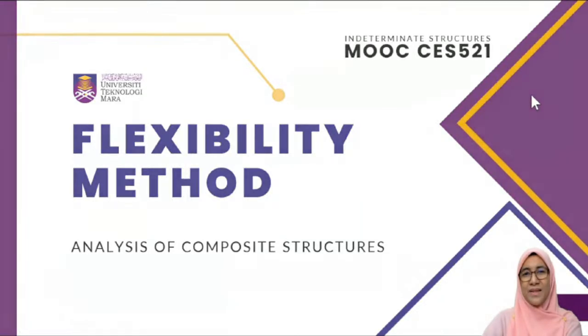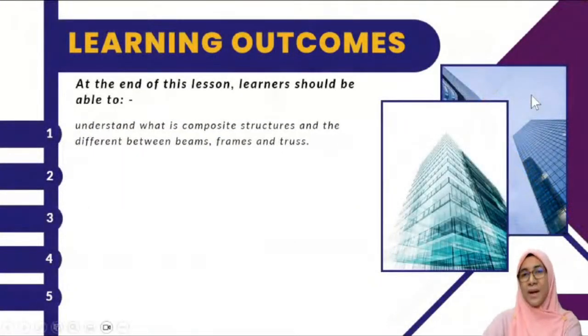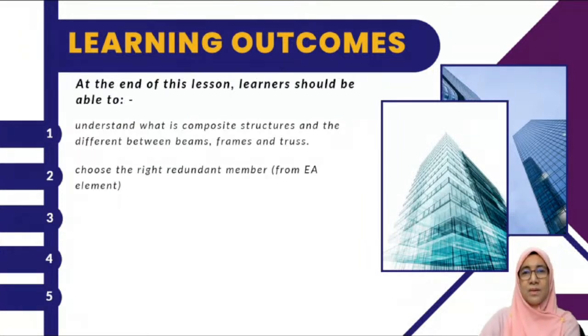Okay, let's look into the learning outcome. At the end of this lesson, you should be able to understand what is composite structure and the difference between beam, frame, and truss. Next, you should choose the right redundant member, because in flexibility method, we will solve the redundant first, then only we can solve remaining reaction. So we should be able to choose the right redundant. And redundant for composite structure is always the EA member.